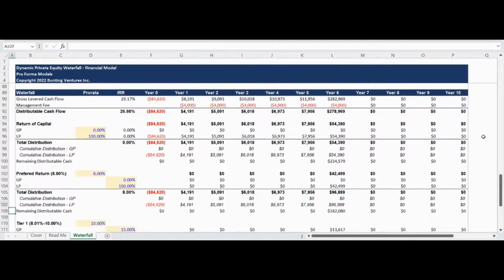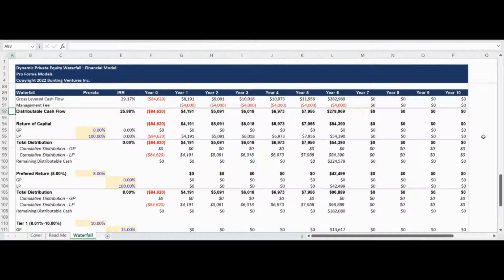The waterfall model begins with the gross levered cash flow. Please note that the internal rate of return of the gross levered cash flow is equal to the previously calculated gross levered internal rate of return. The investment management and construction management fees are deducted from the gross levered cash flow to develop an annual distributable cash flow. The first section of the model provides a return of capital to the limited partner.